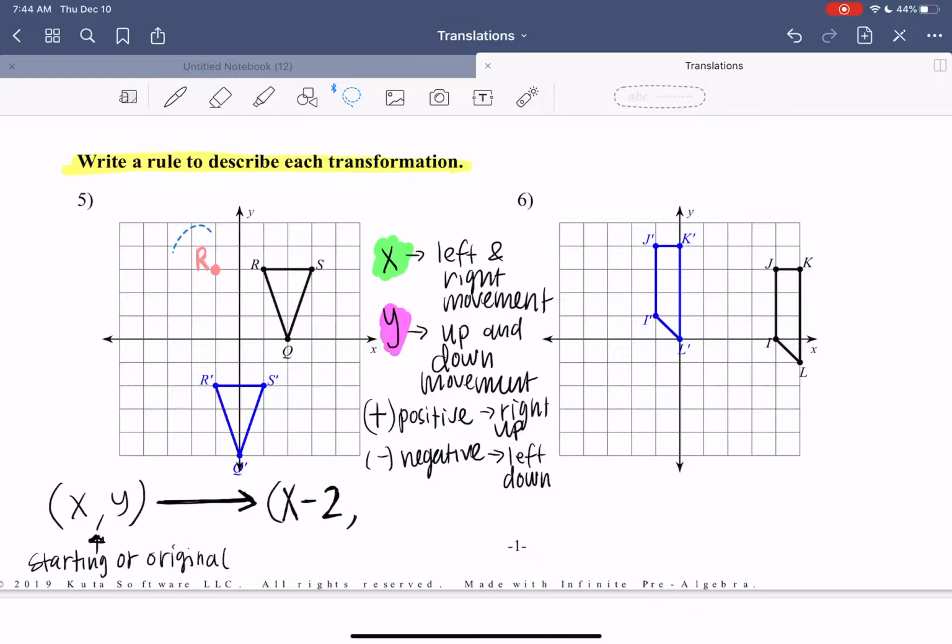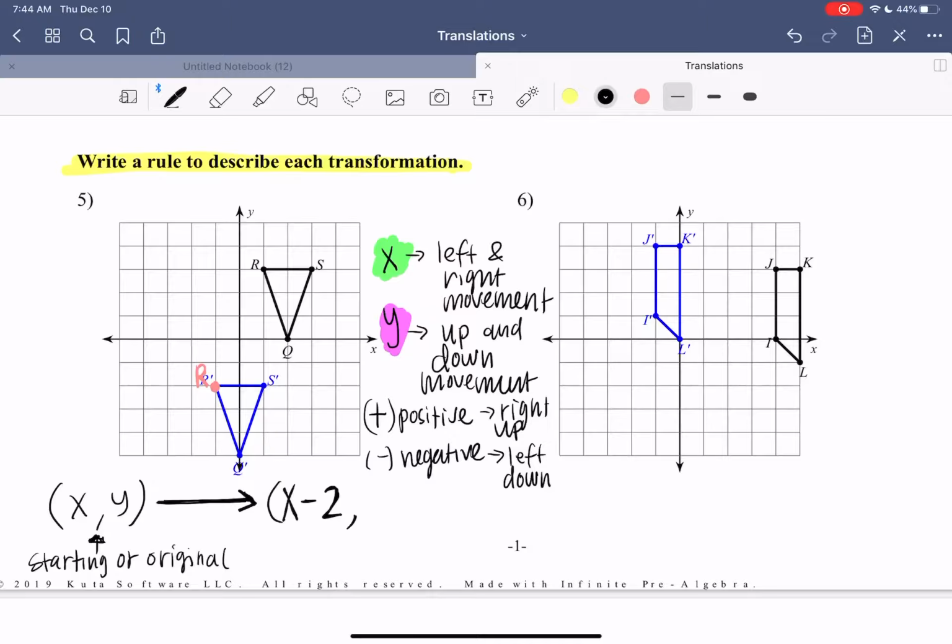So let's go: 1, 2, 3, 4, 5. Okay, so that took us all the way to R prime. Now our original R is in our R prime location, but how did it get there? We had to move it 5 down.